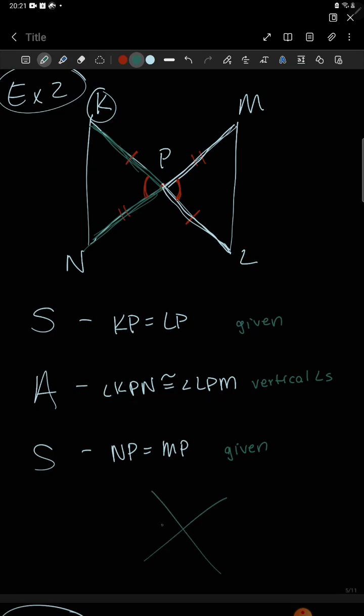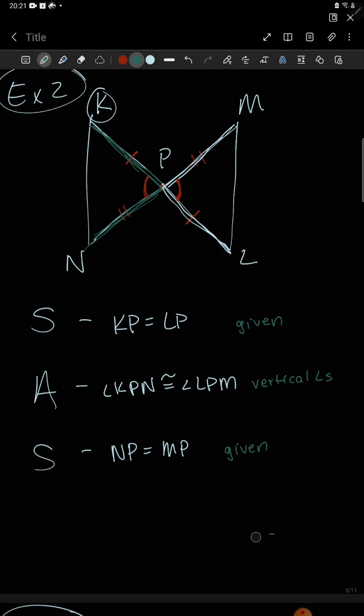Vertical angles are made from two straight lines. Okay, let me do this. 1, 2, 3, and 4. 1 is equal to 3 and 2 is equal to 4, whatever those values are. And I used equal because I'm pretending like they're variables. Okay, so that's vertical angles.